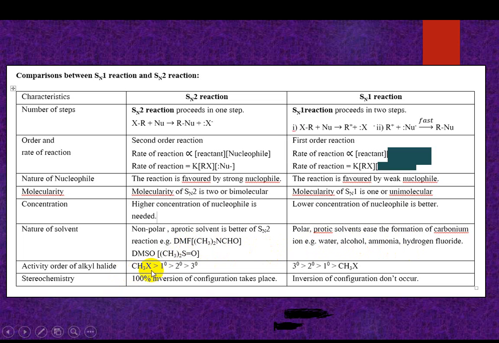This is the reactivity. Methyl halide is the best for SN2, then 1 degree, then 2 degree, then 3 degree. A 3 degree alkyl halide is best for SN1, then 2 degree, then 1 degree. Here is the structure. I have shown in the figure the reactant and product of the SN2 reaction. 100% inversion of configuration takes place. In SN1, inversion of configuration does not occur fully.